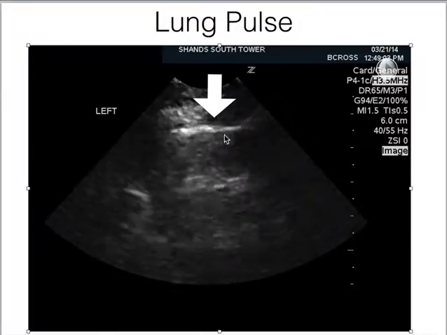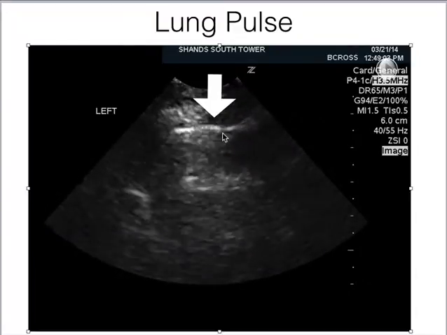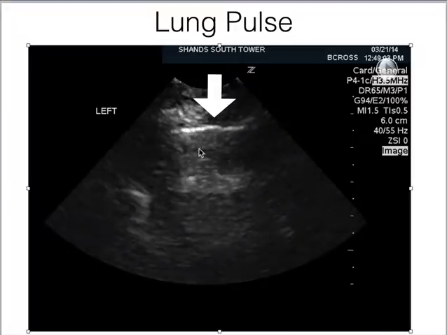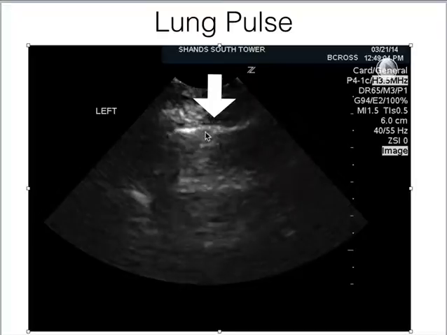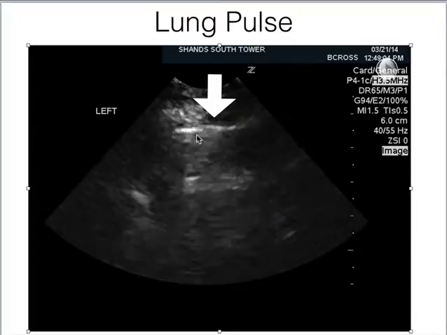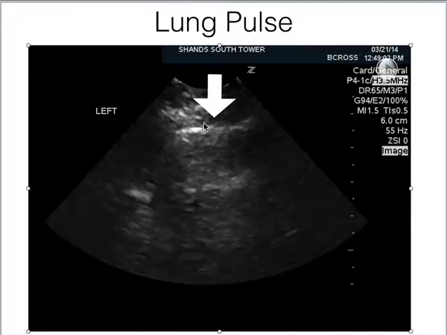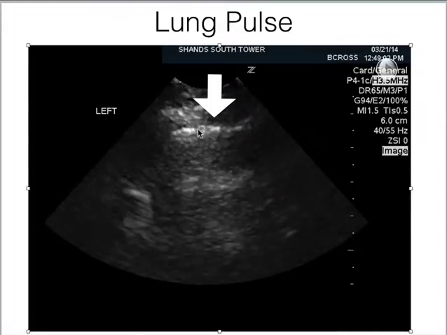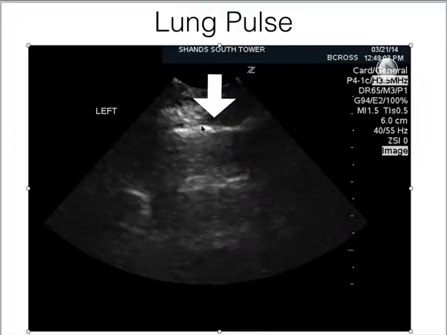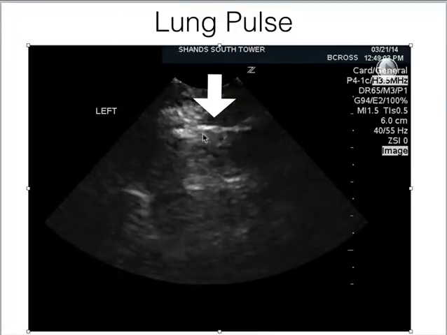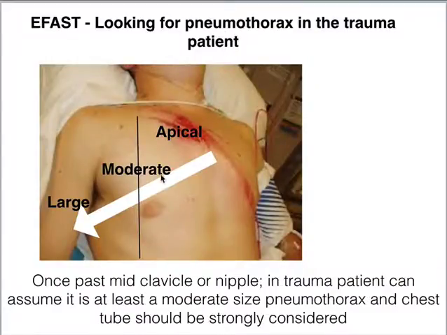This doesn't look like regular sliding. If the patient was breathing 80, 90 times a minute, you might see something similar to this, but probably this is more on the left side of the chest. With the heart beating, you can see this pulse. When you see a lung pulse, that actually indicates that there is no pneumothorax. If you had a pneumothorax, just because you don't have a lung pulse does not mean you have a pneumothorax. But when you have the presence of a lung pulse, it reliably rules out a pneumothorax on that side.